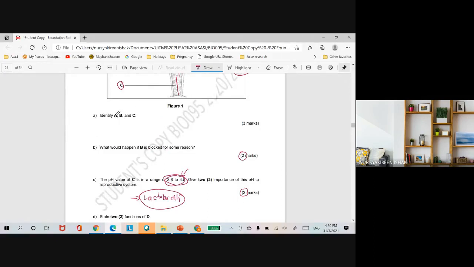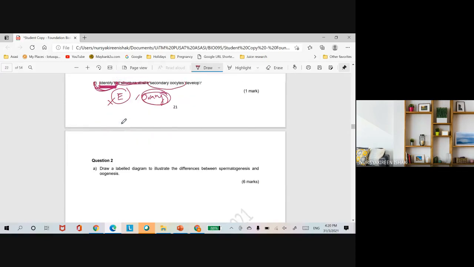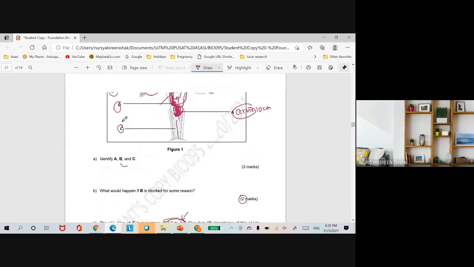Yang ni tak identify. Identify tu maksudnya dia suruh bagi tahulah apa dia. Tapi bila soalan ni, dia cakap name, okay, the structure where secondary oocyte is developed, then your answer has to be this one. Okay, ovary. Kalau awak cakap E, bila dia guna perkataan macam name ke apa, bila awak jawab E macam ni, dia jadi salah lah. Okay. So that is for number 1.